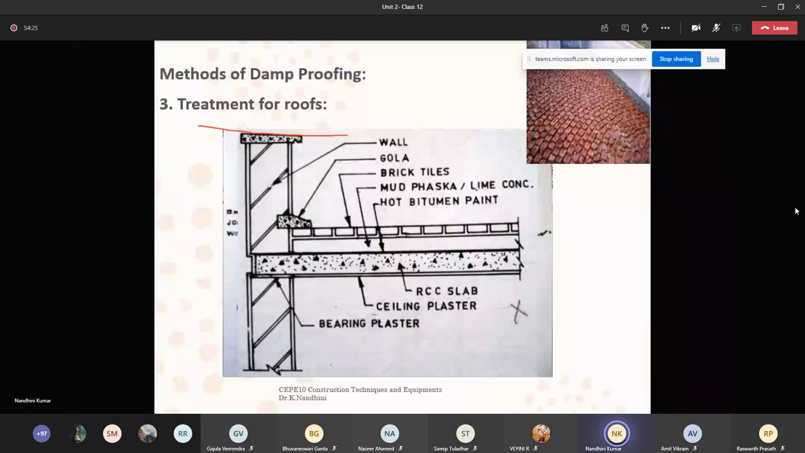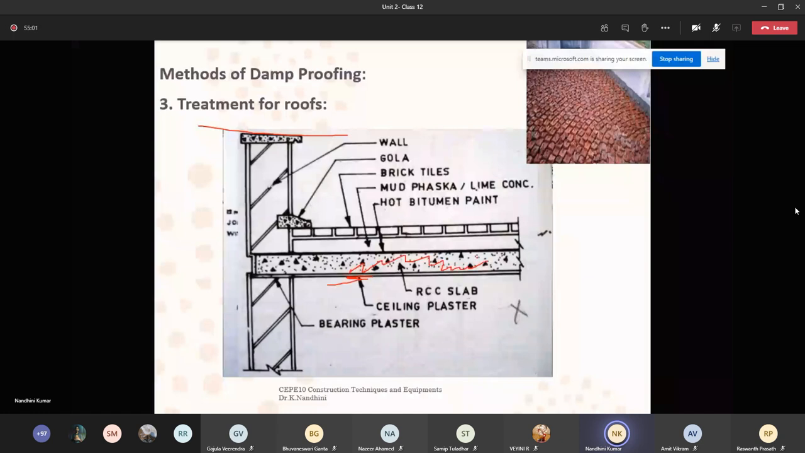See, this is your concrete floor. Here at the bottom you have your ceiling. That ceiling, the bottom surface of the ceiling, may be either rough or smooth. If it is rough, that is your concrete surface, and you have just painted it. If you have a smooth finish, it means you have given a plaster over the rough surface and painted it. Over that you have your concrete RCC slab.